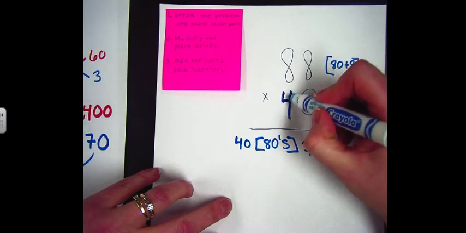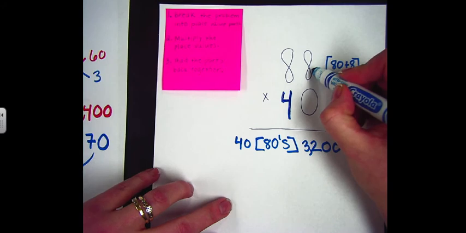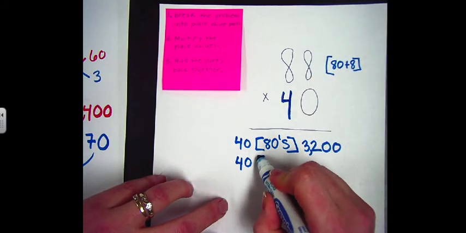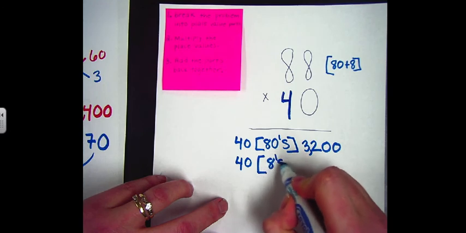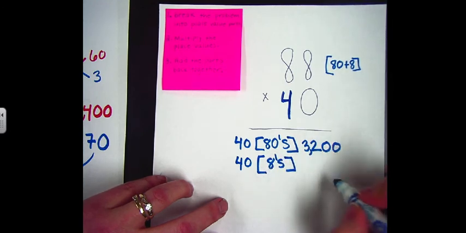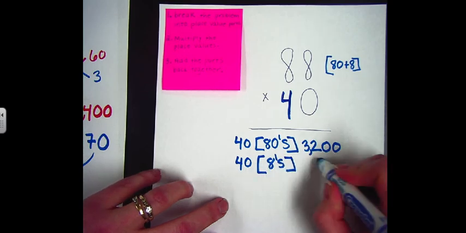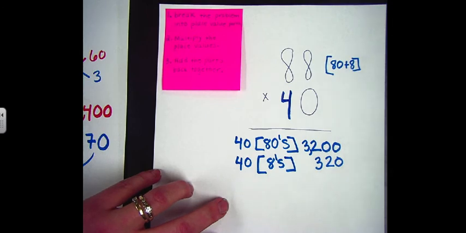I still have to do this 40 times 8. So now I'm going to write that down below. 40 eights, because that other 8 is in the ones place. And I have 8 times 4 is still 32. And I have a 10 there, so 32 tens makes 320.